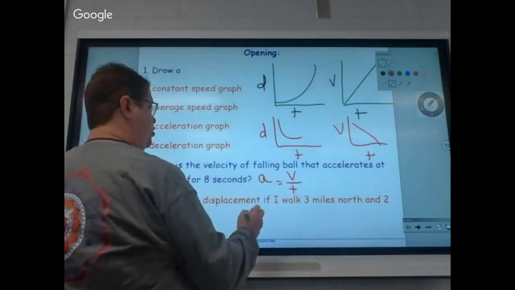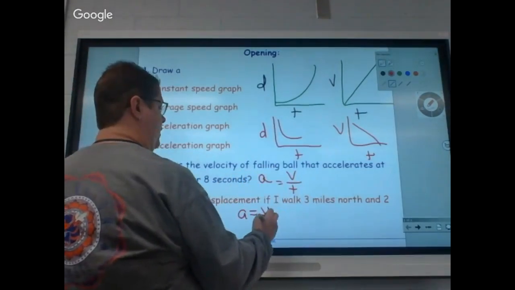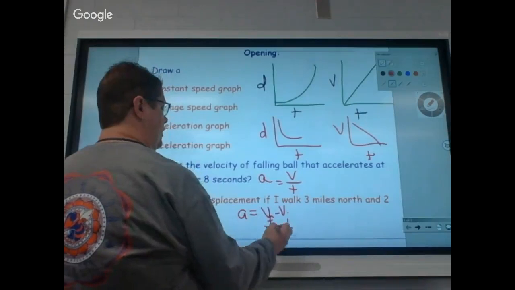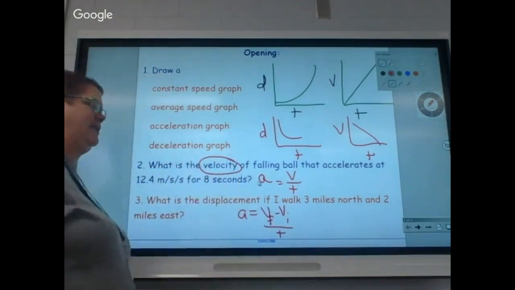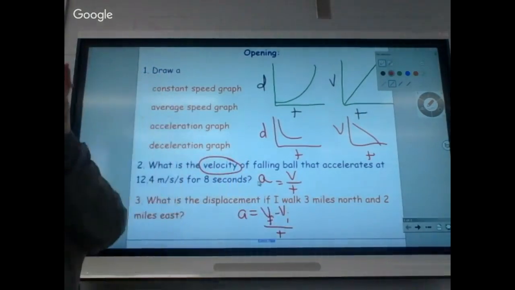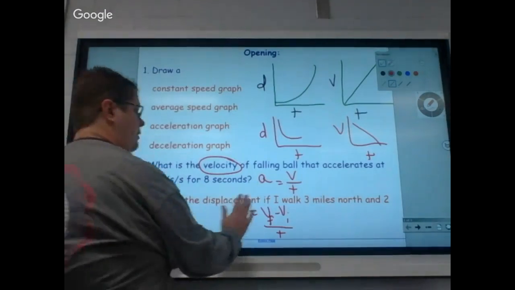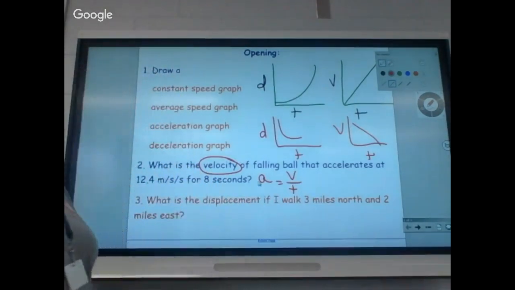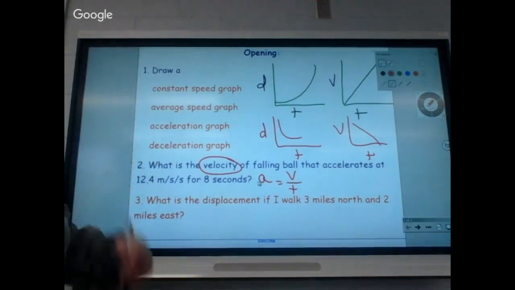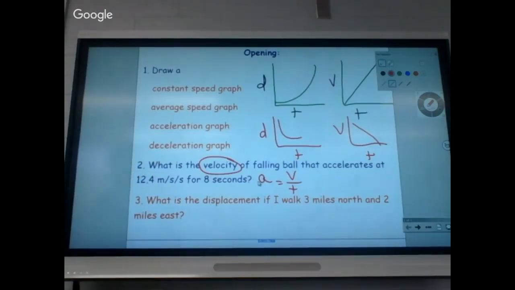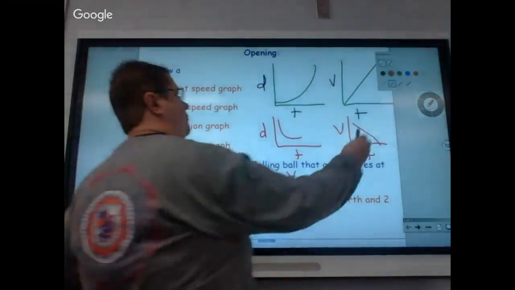Now the formula on your sheet is A equals VF minus VI over T. But you only asked to find how many velocities? One, so O'Snell squished it into one V. Okay? All right, so given that, what's our time going to be? 8.